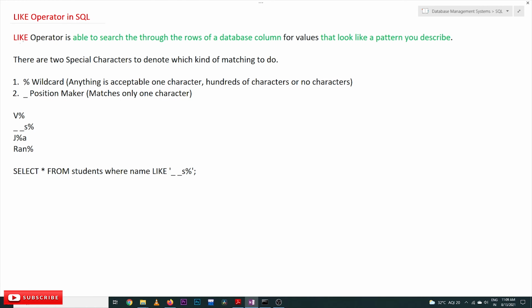I am Vikram. In this class, we will try to understand the LIKE operator in SQL. Some of the operators, like greater than, equal to, and basic logical operators to test single values, have already been discussed in our previous videos. If you haven't watched those videos, please watch them and come back here.